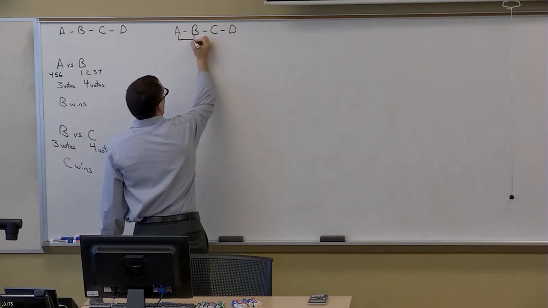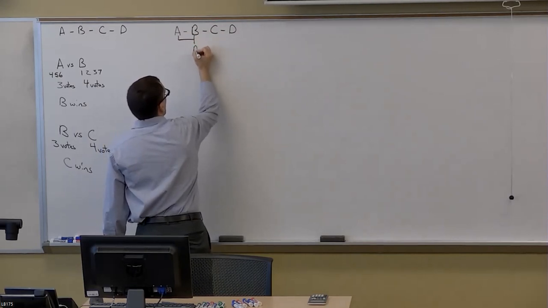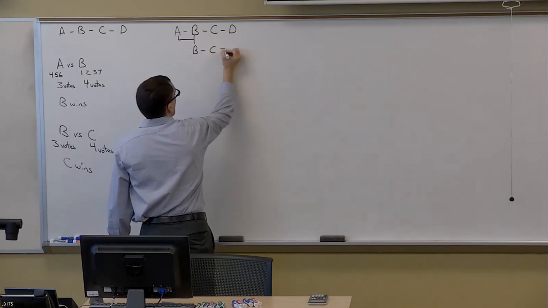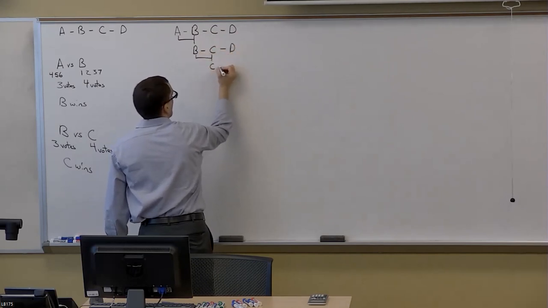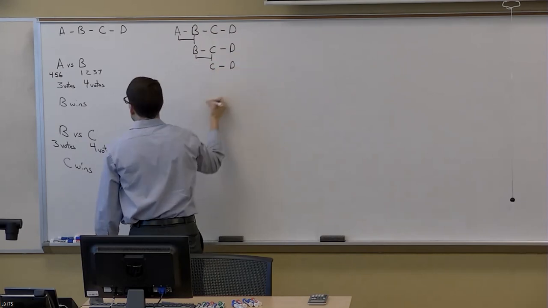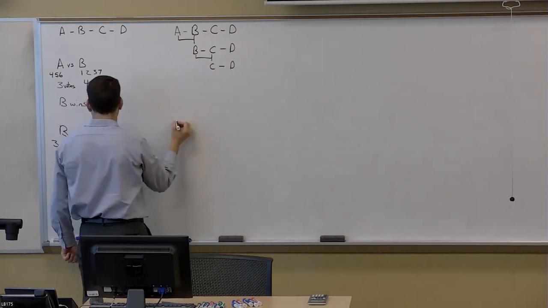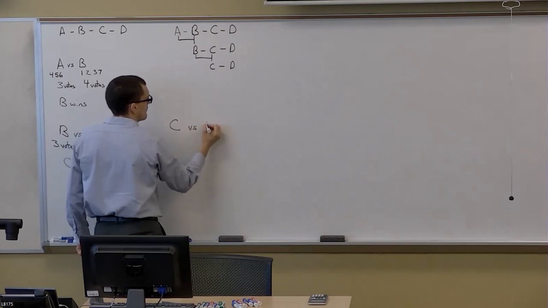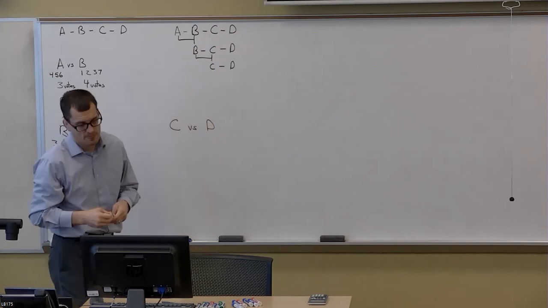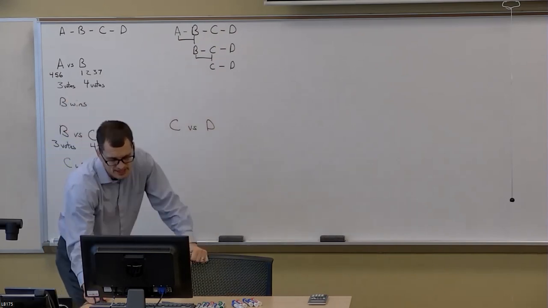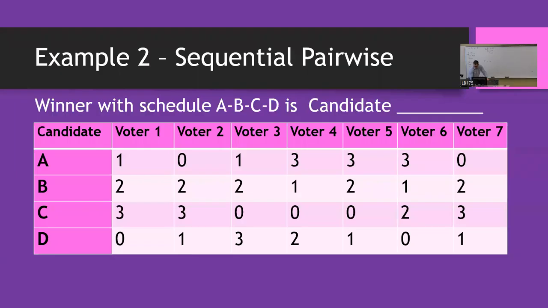A versus B. Who comes out of that? Well, in this case, B did. B versus C. Who comes out of that? Well, in this case, C did. C versus D. We write that down here. C versus D. We'll see who comes out of this in a head-to-head battle by, again, looking at C and D, who would have gotten which votes.